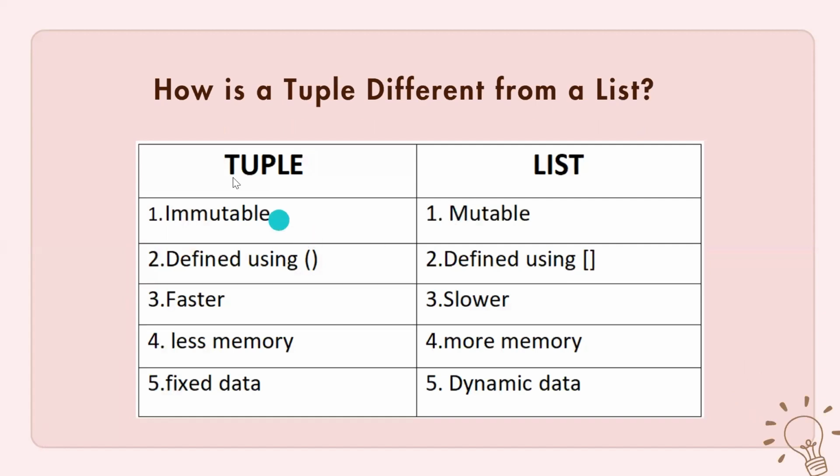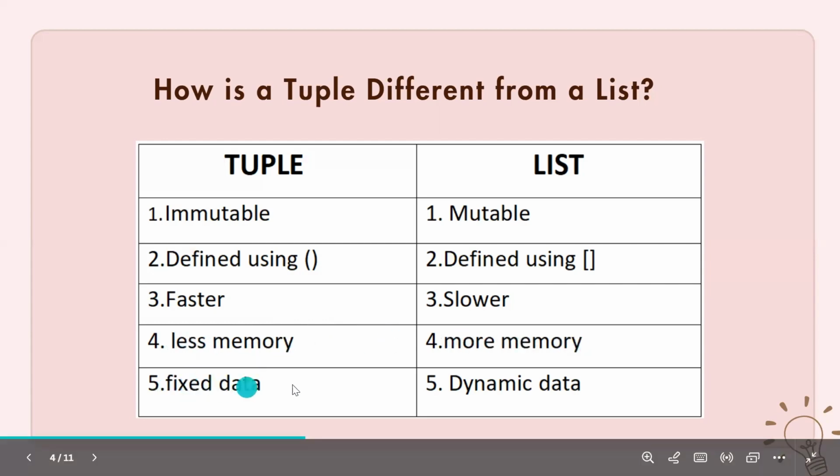And here you see a tuple and a list. A tuple is immutable and a list is mutable. A tuple is defined using parentheses and a list is defined using square brackets. A list is slower compared to a tuple and consumes more memory, whereas a tuple consumes less memory. A tuple has fixed data and a list has dynamic data.